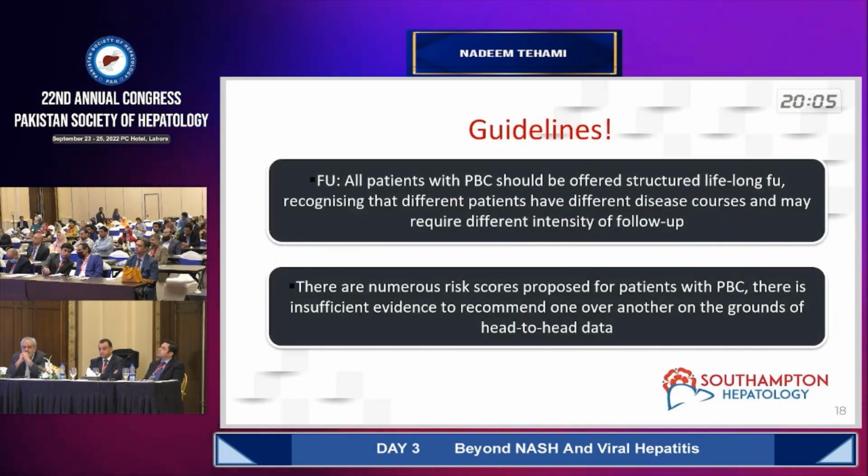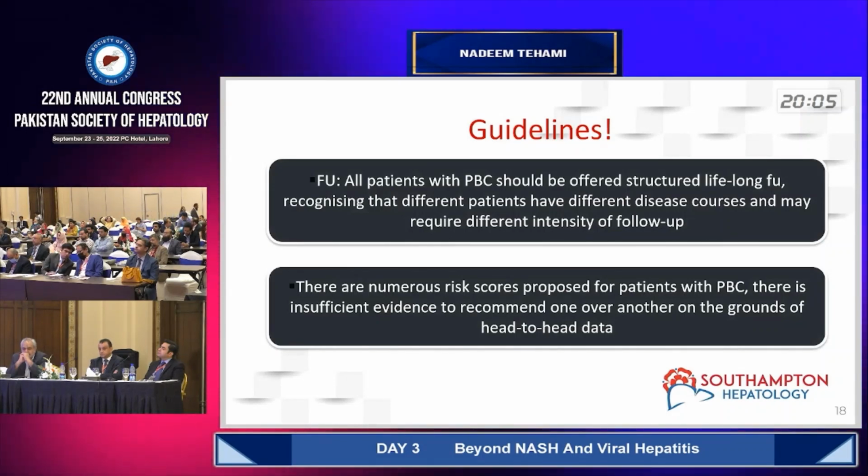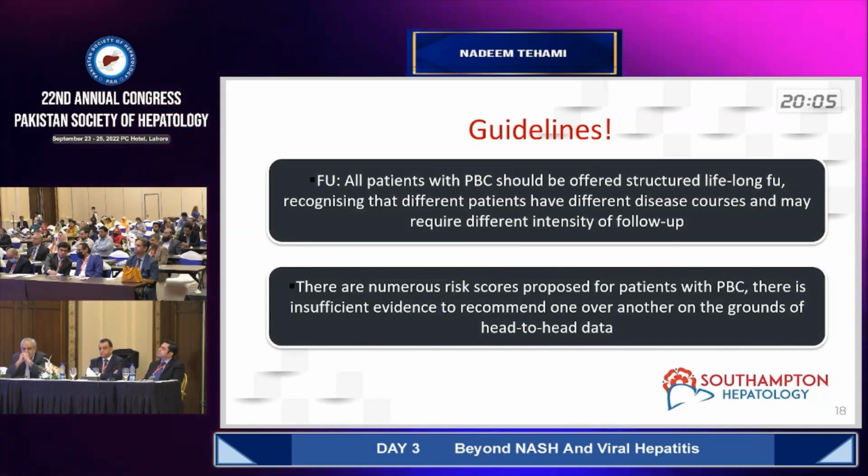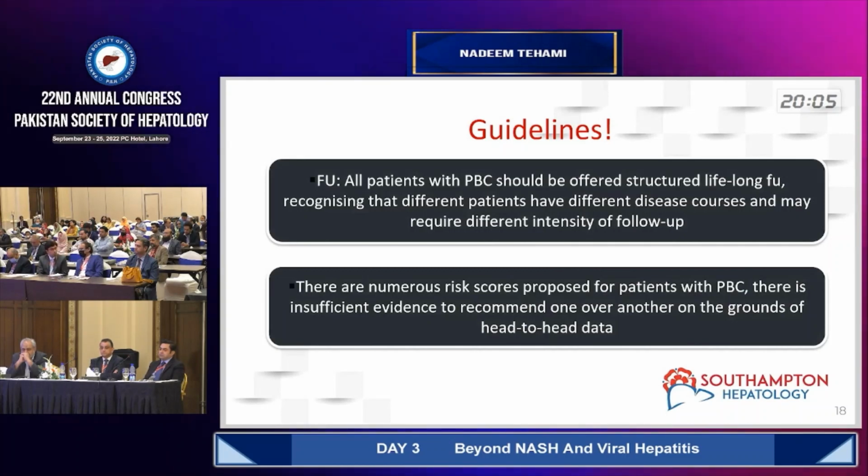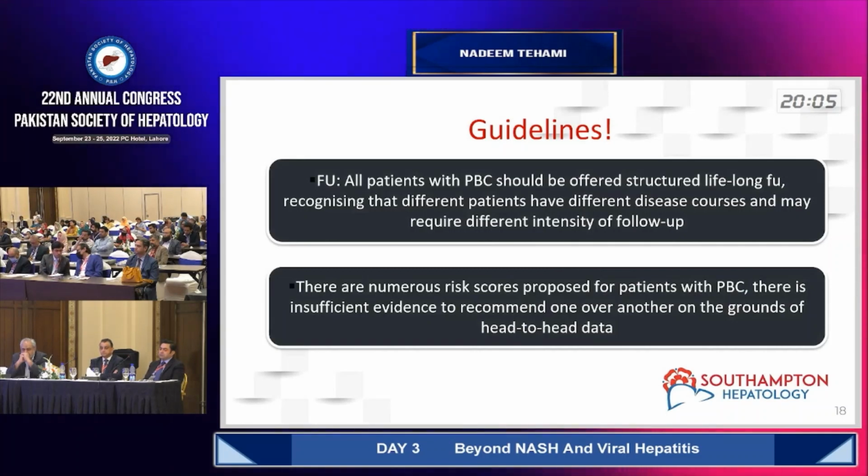Guidelines say that patients with PBC should be offered structured long-term follow-up, recognizing different patients have different disease courses and may require different intensity of follow-up. There are numerous risk scores proposed for patients with PBC. However, there is insufficient evidence to recommend one over another on the grounds of head-to-head data.